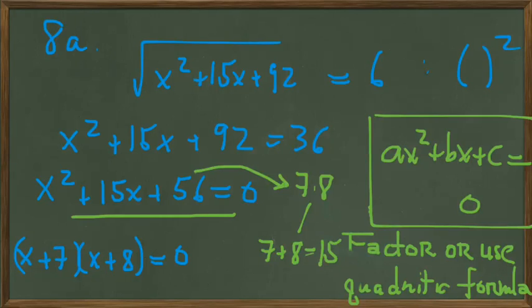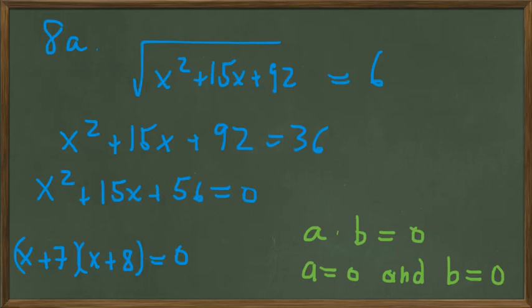And it factors like this: x plus 7, x plus 8 equals 0. 7 times 8 is 56, and when we combine the two middle terms, that gives us the 15x. So we have an equation of the form a times b equals 0. That means the factor a equals 0, we set it equal to 0, and the factor b equals 0, we set it equal to 0. And so in setting those two factors equal to 0, we get the two solutions: x equals minus 7 and x equals minus 8.